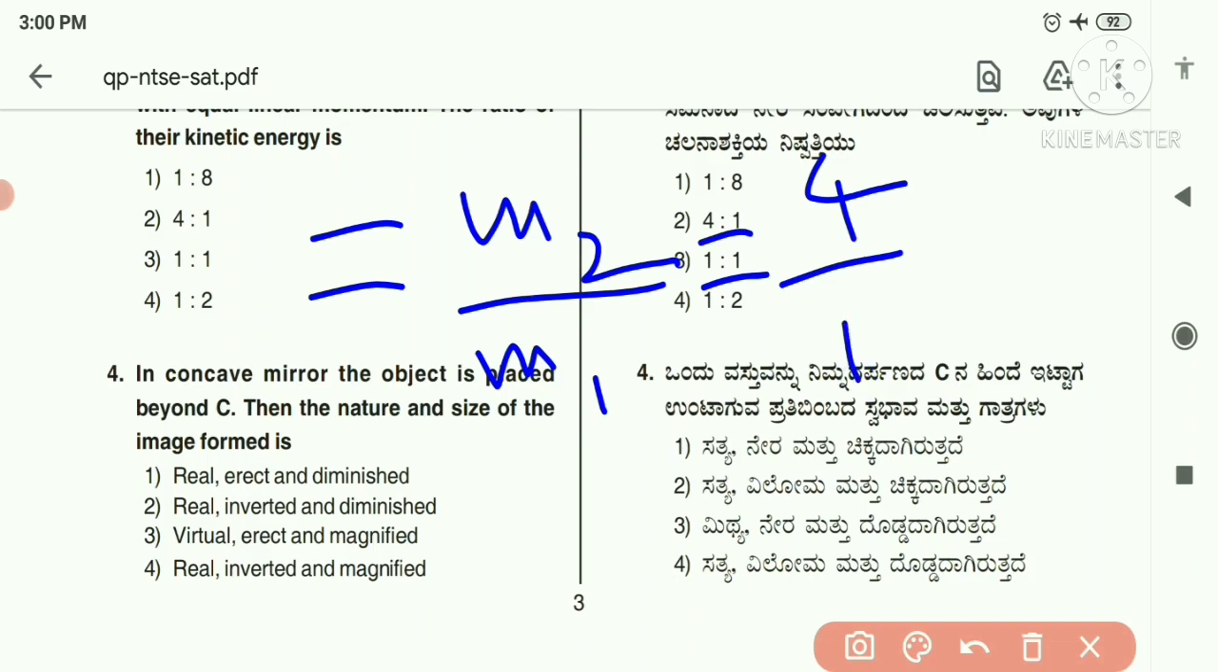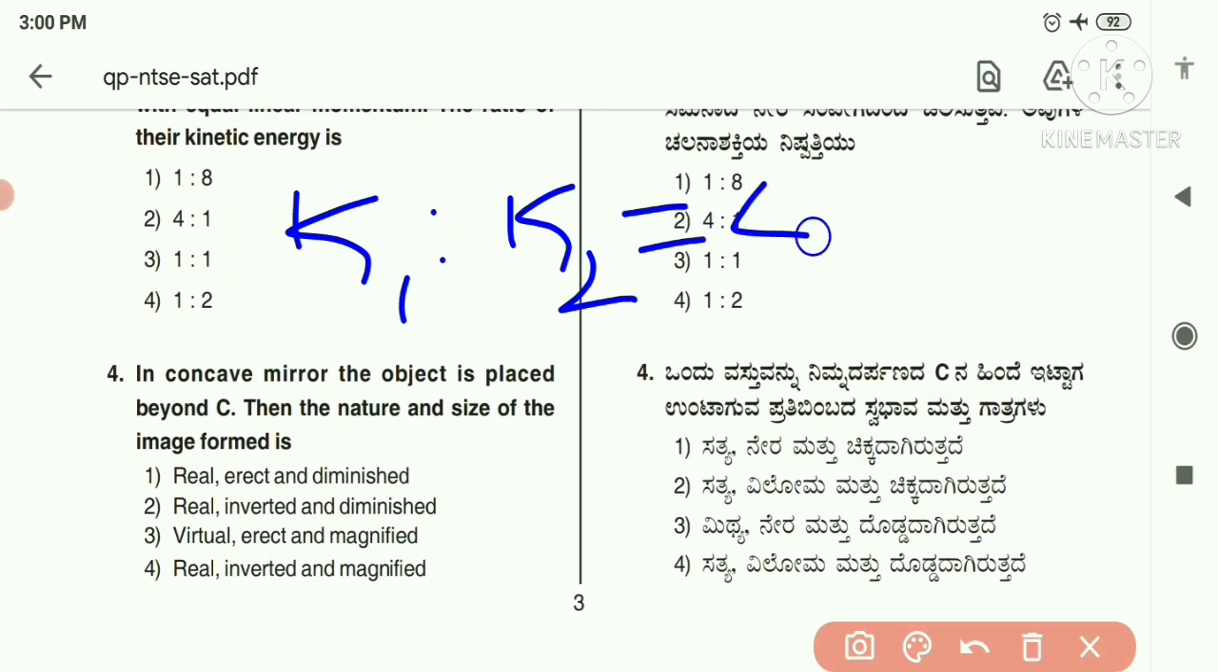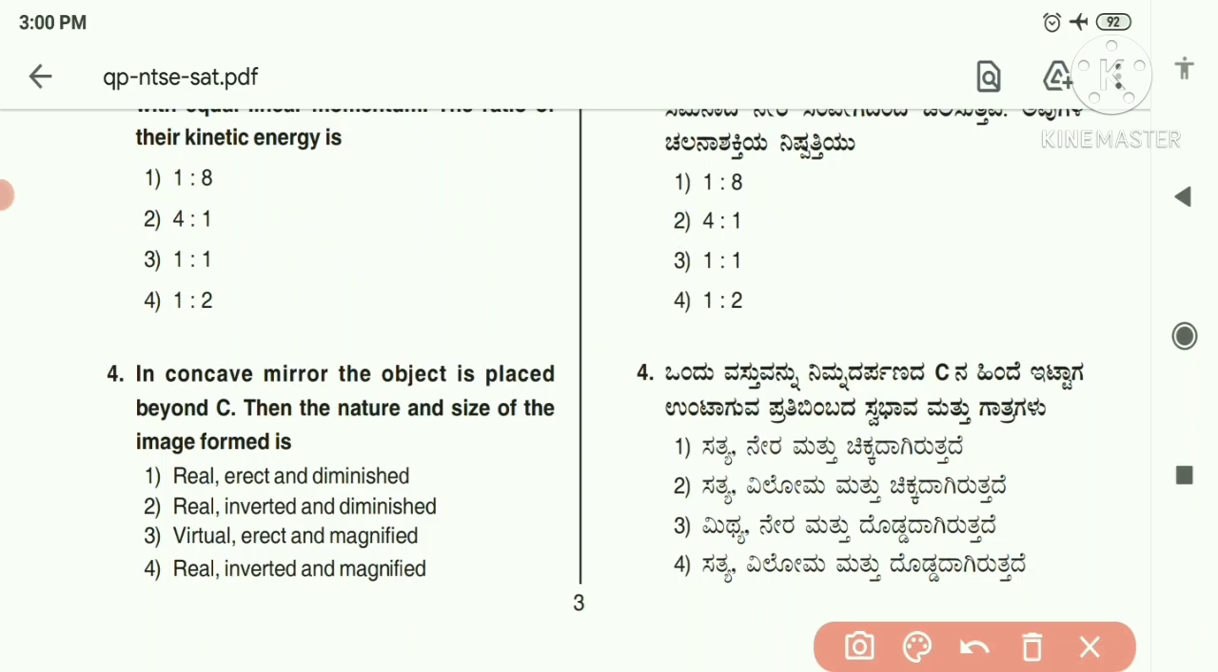So finally we can say that K1 is to K2 equal to 4 is to 1. So the second option is the right answer. Now next, go to the fourth question.